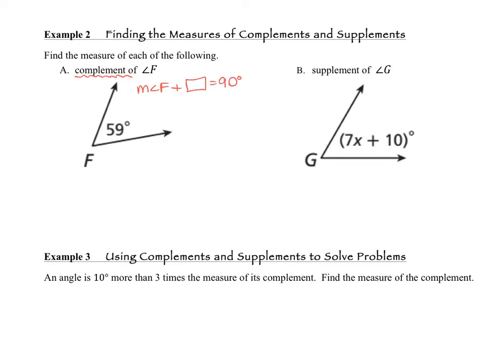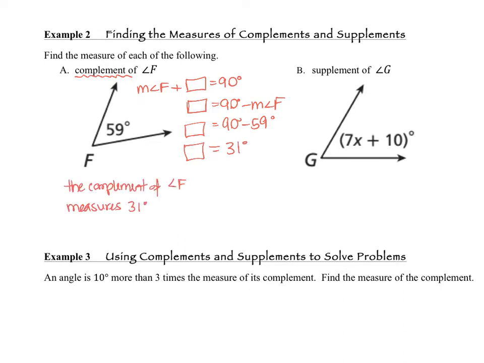So one way that we can look at this, if we look at this algebraically, is that the measure of the complement is equal to 90 degrees minus the measure of angle F. We know in this case the measure of angle F is given to us in the question, 59 degrees. So we're going to end up with a complement of 31 degrees.